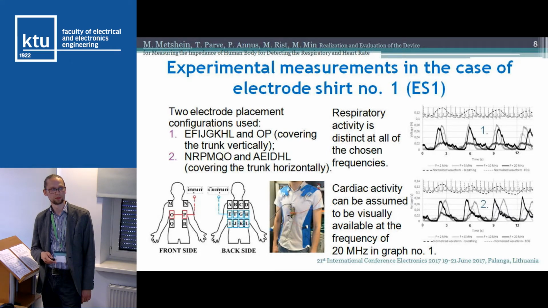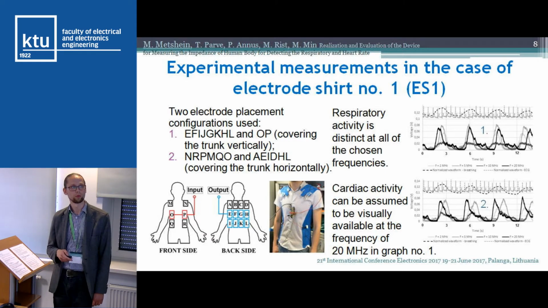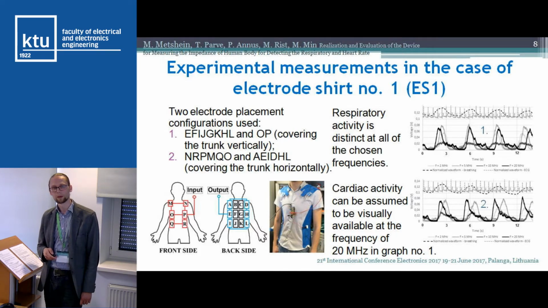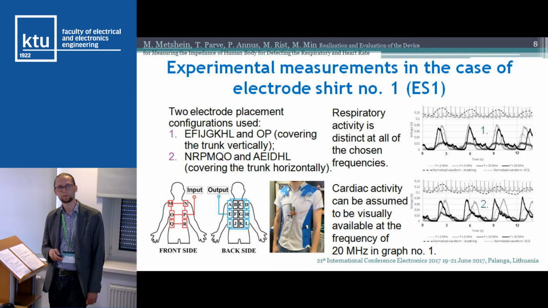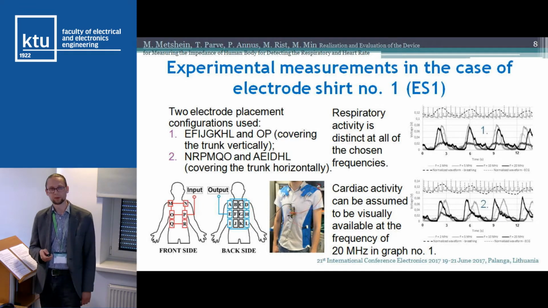Two different electrode placement configurations were used. First one was covering the trunk vertically, and second one covering it horizontally. And results show that the respiratory activity is available in the cases of both configurations. The cardiac activity can be assumed to be available in the case of the first configuration, the highest excitation frequency, black line.